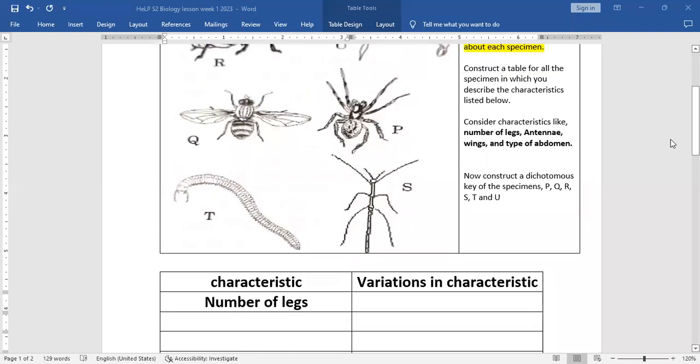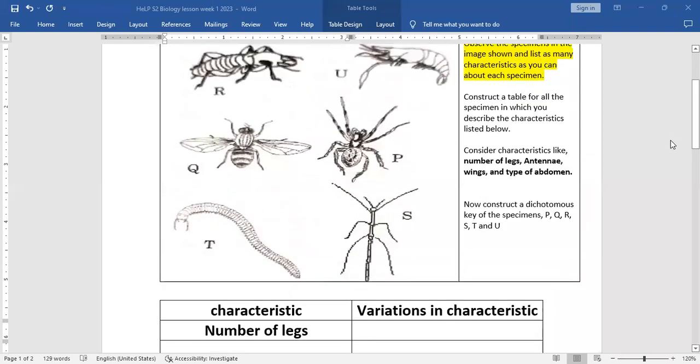8 legs. 8 legs. Then how many legs does specimen T have?